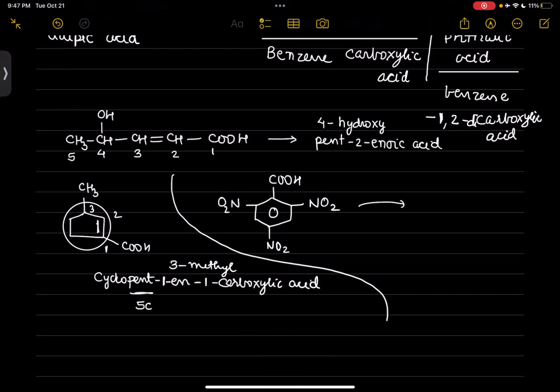So what is the name of the parent chain? Yeah, pardon? 2,4,6 nitrobenzoic acid. Exactly, 2,4,6 trinitrobenzoic acid, because I will start the counting from here, right? Got it?